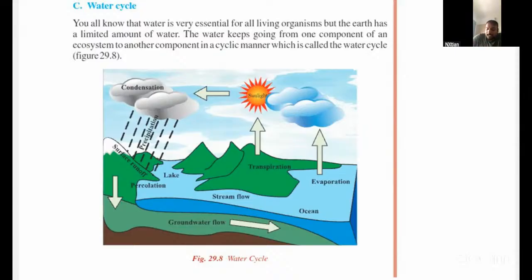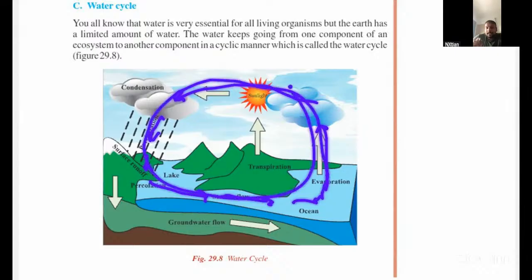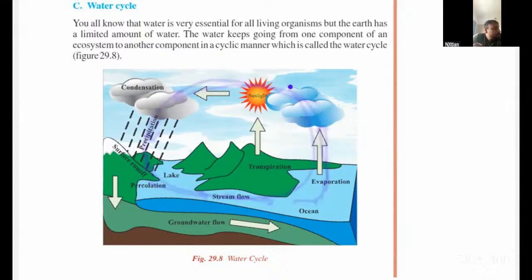So you guys can see evaporation, cloud forms because of condensation. Then the rain happens, the water comes again into the ocean, and then again evaporation. So there is a cycle. This cycle is called the water cycle. Did you understand, Christina?